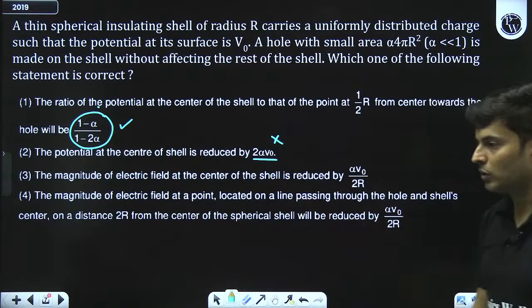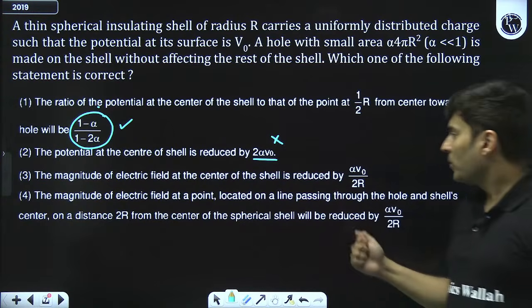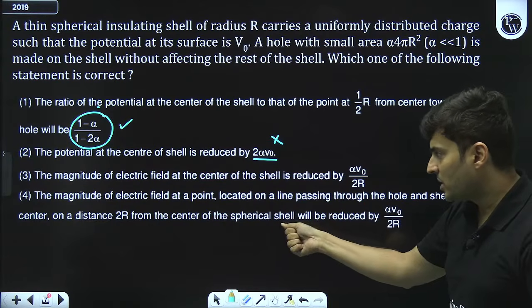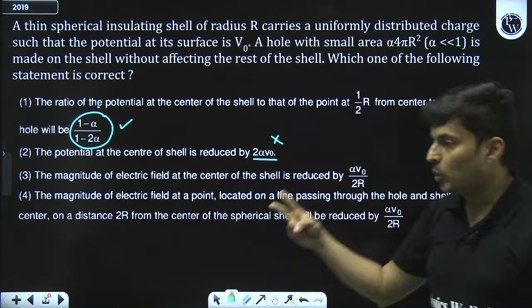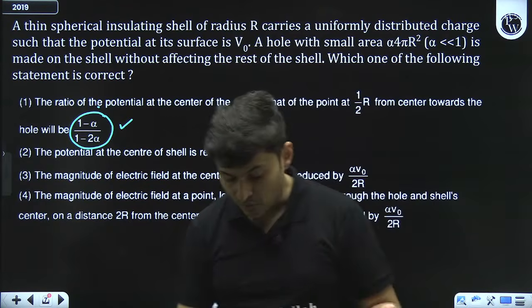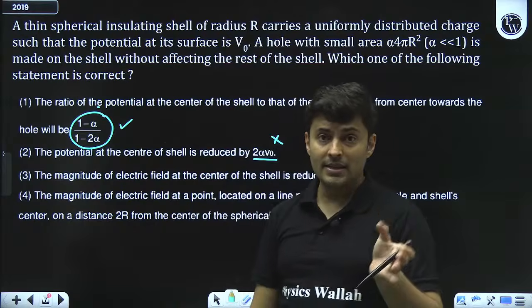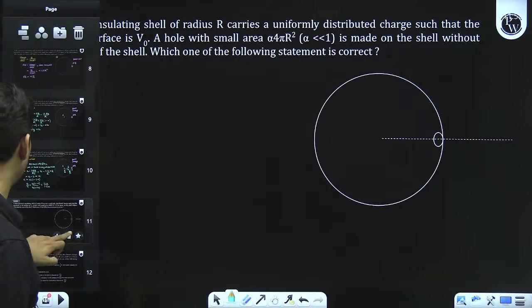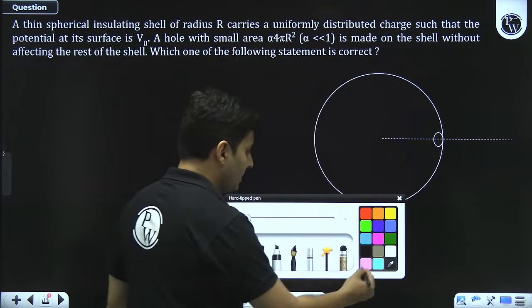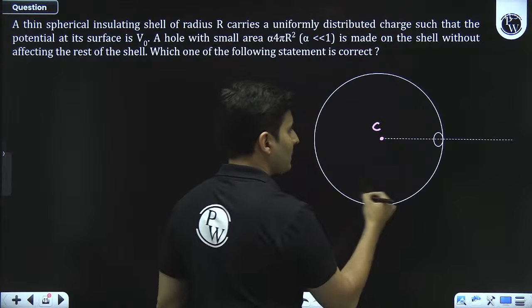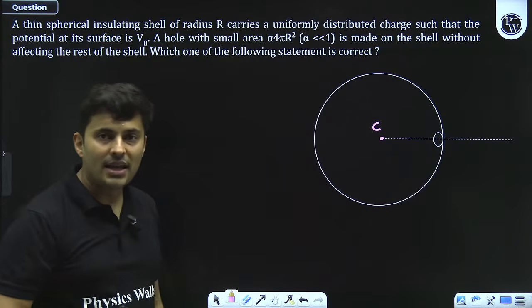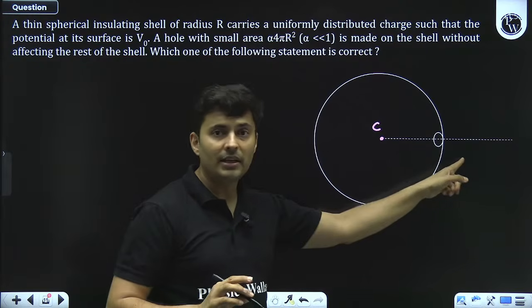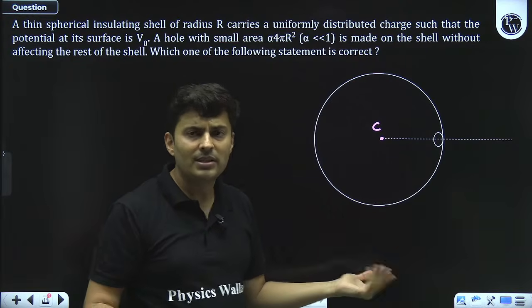Now the third and fourth options. The third option says the electric field at the center. The fourth option says the electric field at a distance of 2r. So the electric field concept is there. You have to figure out the electric field at the center versus at a distance of 2r. Now there are some nice things over here. Let's first talk about the center. This is the center. Now if the entire shell was there, the field would be 0. If the entire shell, without this being taken out, was there, then the field will be 0 obviously.